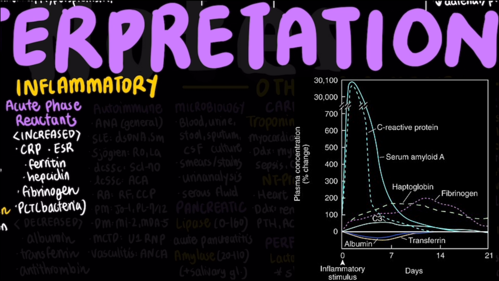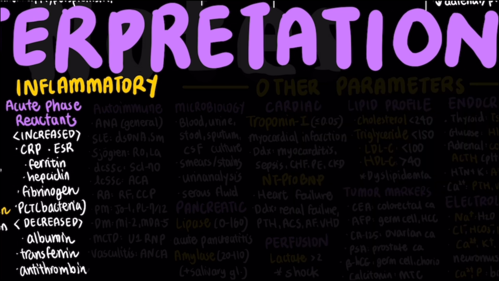Downregulated reactants include albumin, transferrin, an iron transport protein that goes down in inflammatory states, and antithrombin, a natural anticoagulant that may drop in systemic inflammation. When autoimmune disease is suspected, specific autoantibodies help narrow the differential.